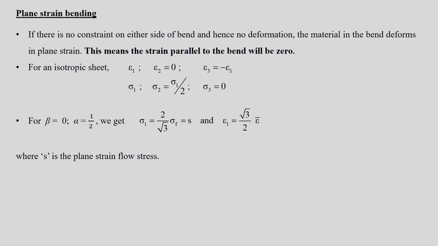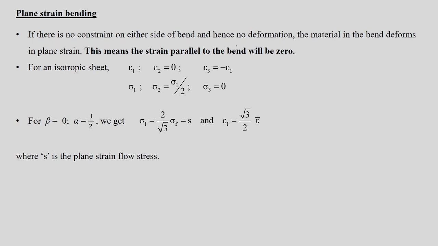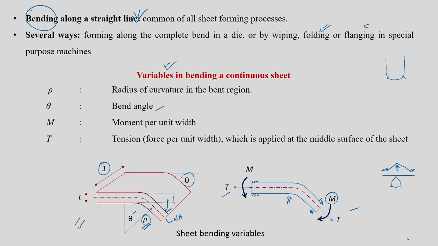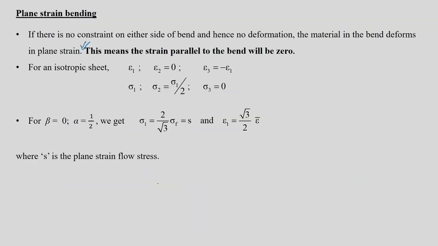Now, this straight line bending can be taken as a plane strain bending process. Plane stress is still available with us, and along with that we are going to include plane strain bending. We say that if there is no constraint on either side of the bend and hence no deformation, the material in the bend deforms in plane strain. That means the strain parallel to the bend will be 0. If you take the direction parallel to the bend, there will not be any strain in this direction, compared to the thickness and across the bend.